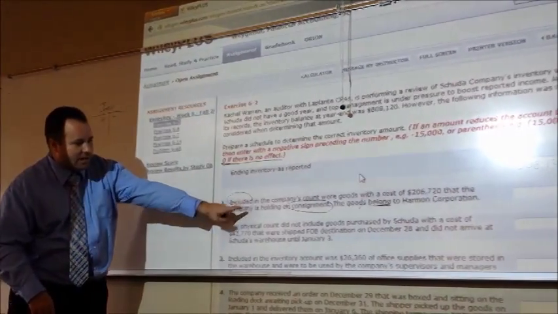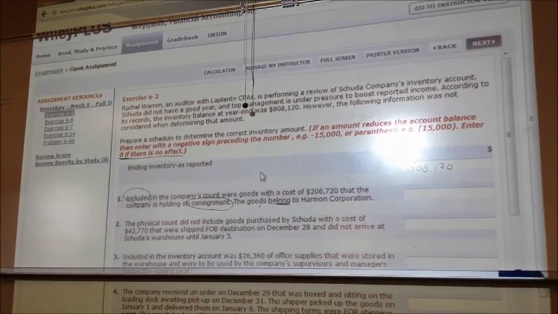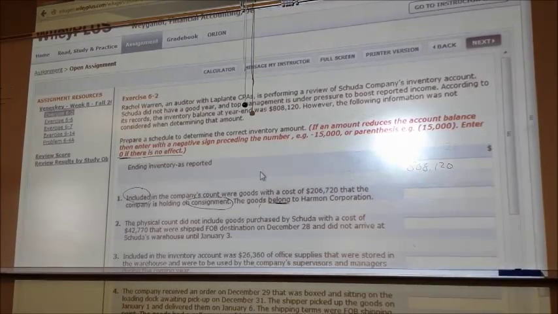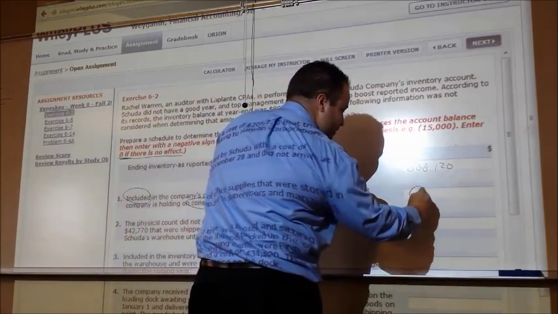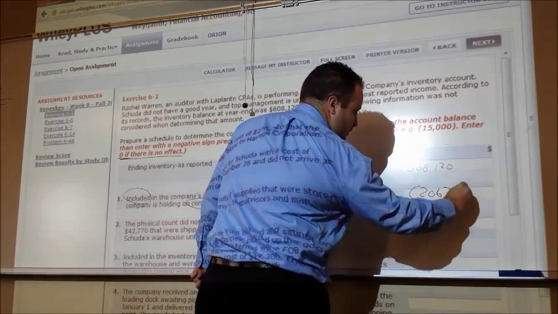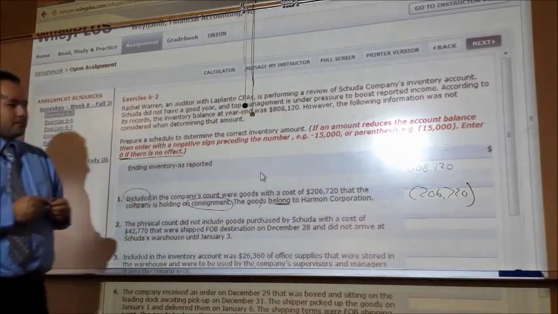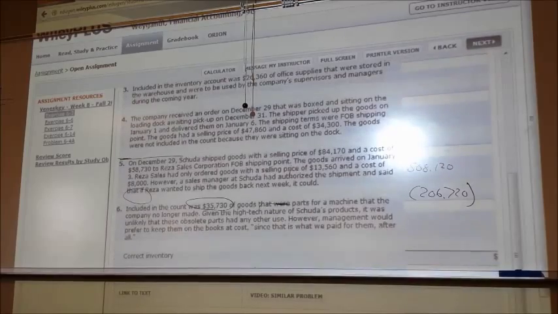So in this situation, it says we added that $206,000 to our inventory. Should we have? No, so it was a mistake. We don't want that $206,000. That should be off of there if it was included. So the first thing you always have to do is determine if there was a mistake or not. If there's not, then you just put a 0. If there is, then we have to determine what we need to do.